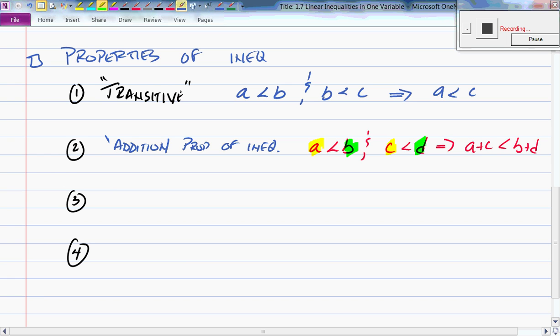Now, next one, my favorite one, the one that we use all the time in solving these things, the addition of a constant. So let me start you off if you want to take a guess at it. A is less than B.